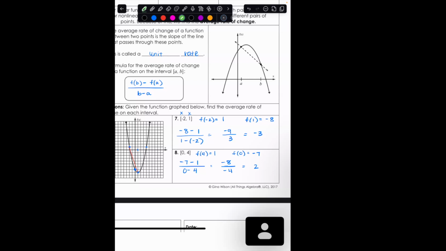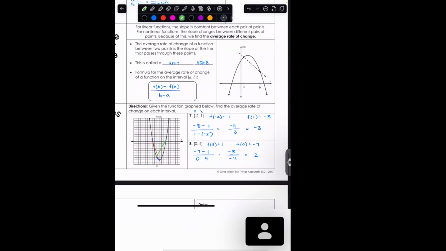And again, that matches up with what I would expect the slope to be, given that that is a positive line that would connect those 2 points, right? Okay.